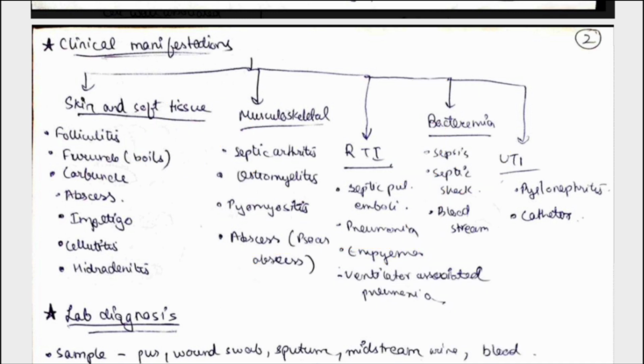You already know abscess. Next are impetigo, cellulitis, hidradenitis. Next, musculoskeletal infections like septic arthritis, osteomyelitis, pyomyositis and psoas abscess.